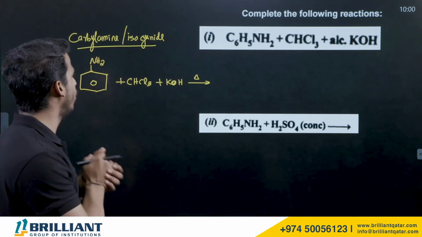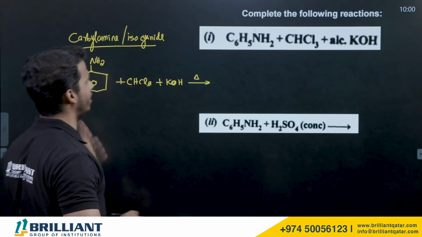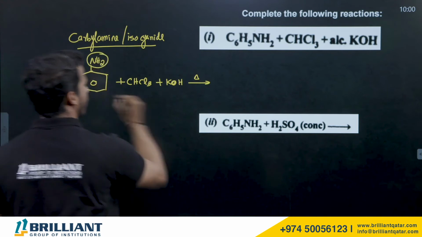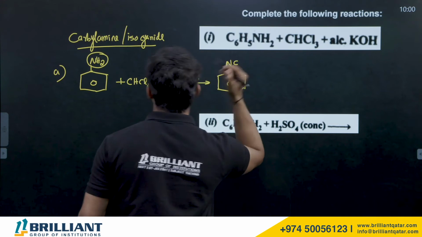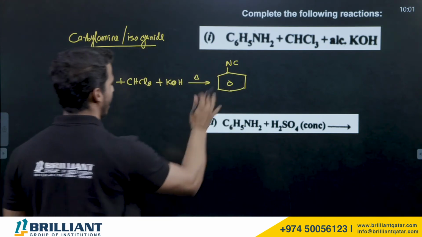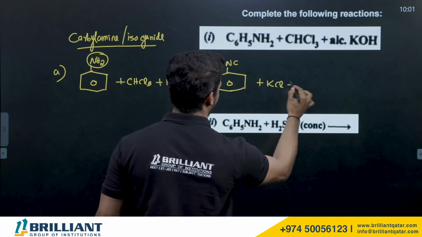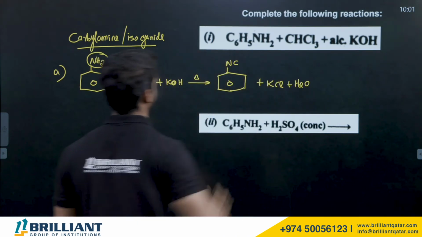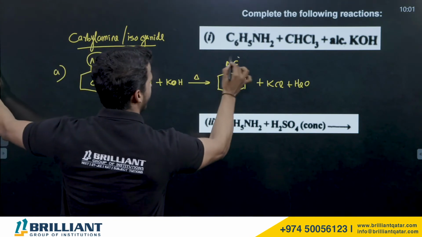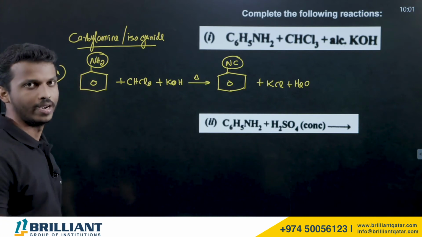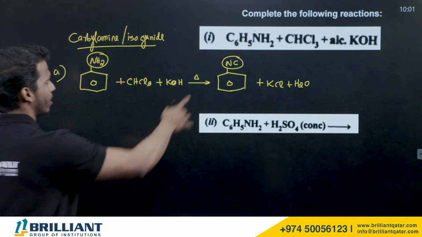In this case, when we treat an amine with chloroform and KOH on heating, what happens? The amine group is converted into isocyanide. The byproducts are KCl along with water. So, during the carbylamine test, the NH2 group is converted into isocyanide. Therefore, this test is also known as the isocyanide test. So, the product is which one?